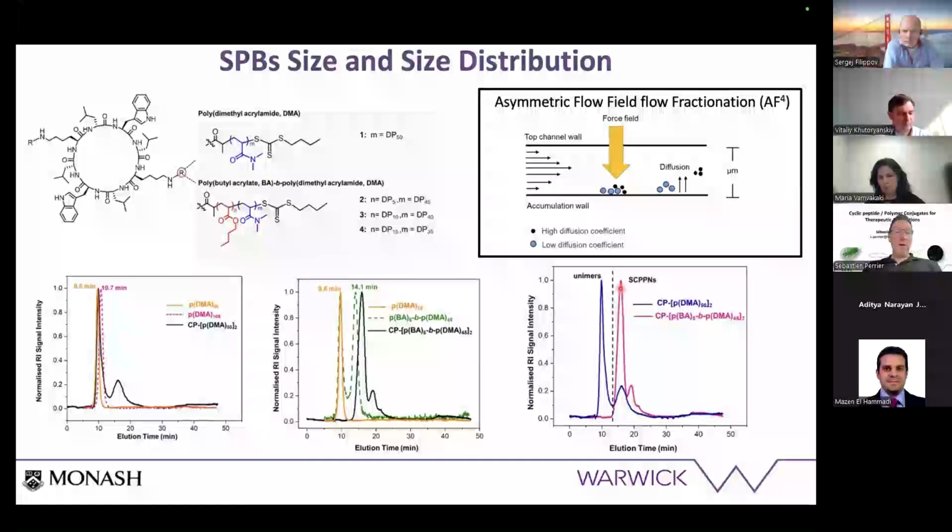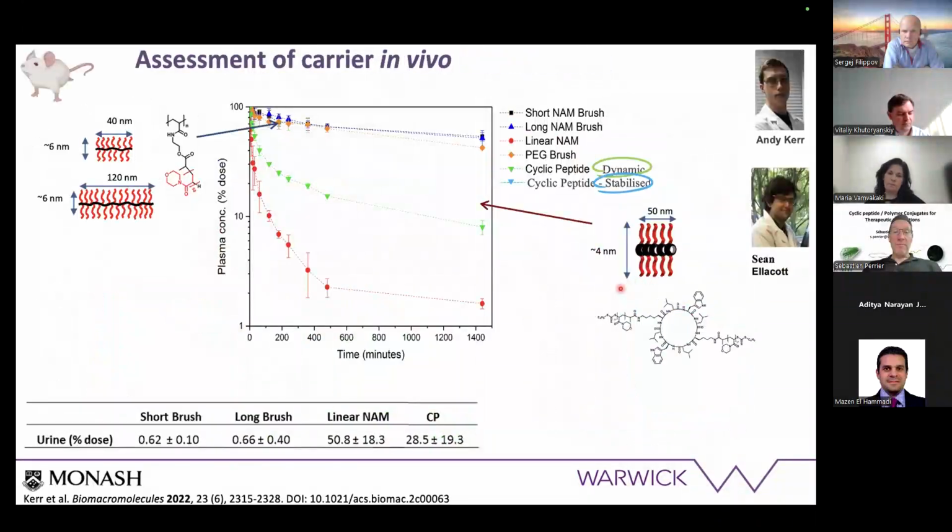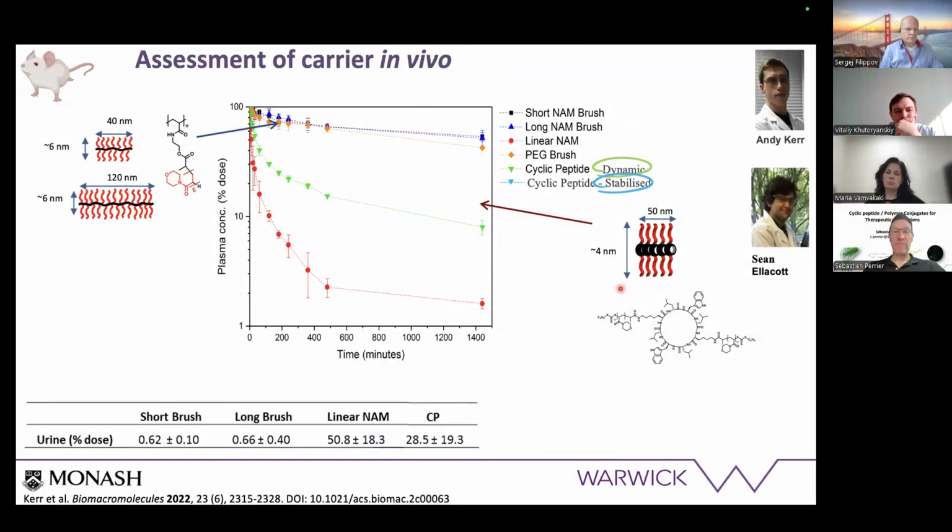So our application is in drug delivery, and the first thing we need to assess is their toxicity, but also their biodistribution, because we're going to use these to carry drugs around the body and try to deliver specific drugs. So that was work that was done in two PhDs following each other. So first Andy and then Sean.